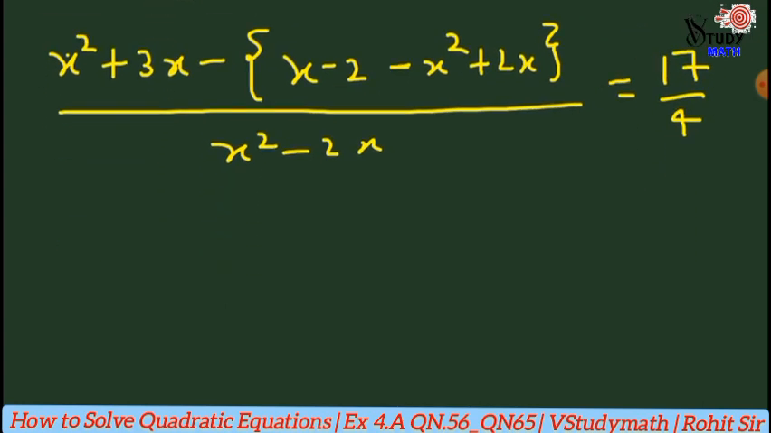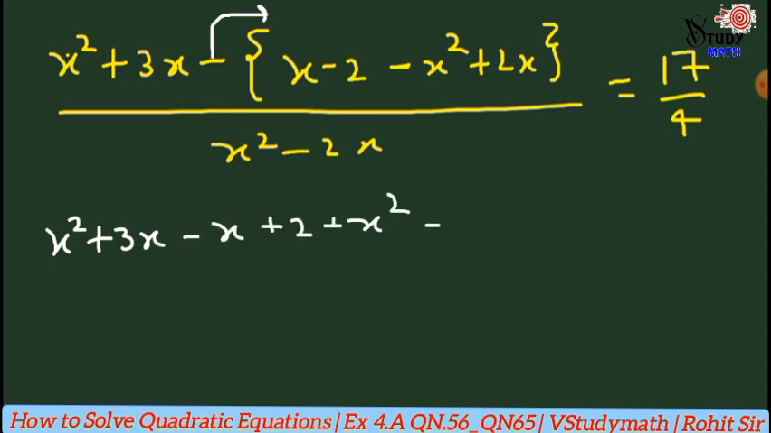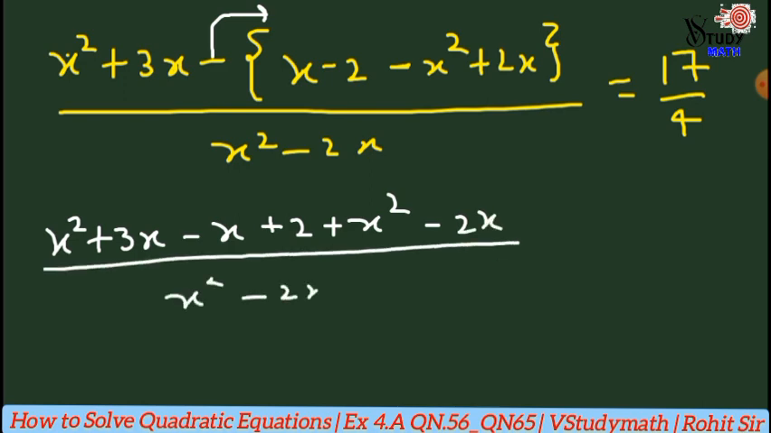Next step is here. Now we have to multiply this negative sign in this curly bracket. So let's do it. x square plus 3x minus x plus 2 minus x square plus x minus 2x upon x square minus 2x is equal to 17 upon 4. Now solve.